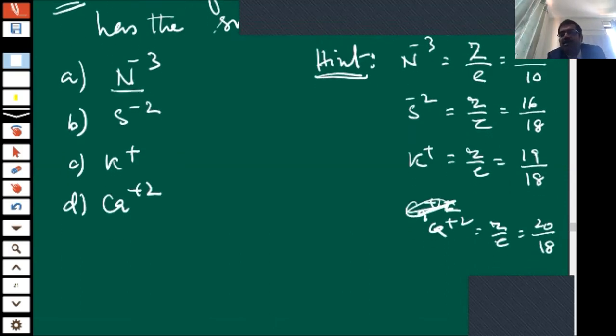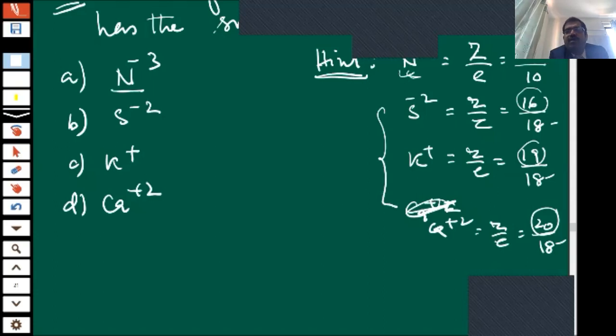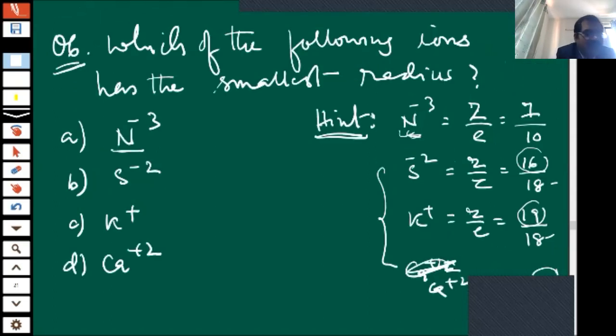See, in this, 18 is common, so it totally depends upon the Z value. In isoelectronic species, the higher Z value will be the smallest. And here it is also a matter of orbit number. They belong to different, higher orbits, and nitride belongs to the second orbit. So this is question number 6. Give me the correct answer.